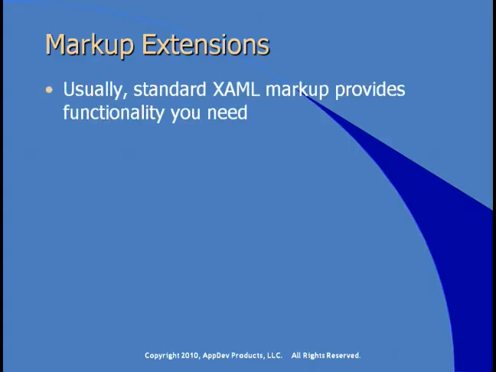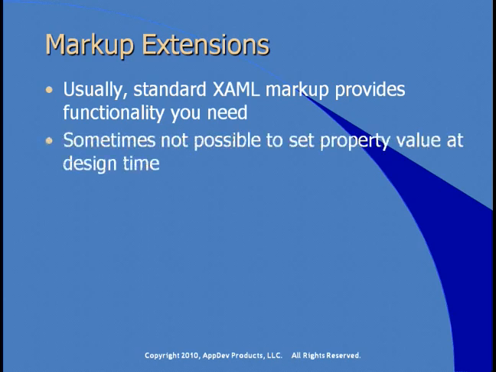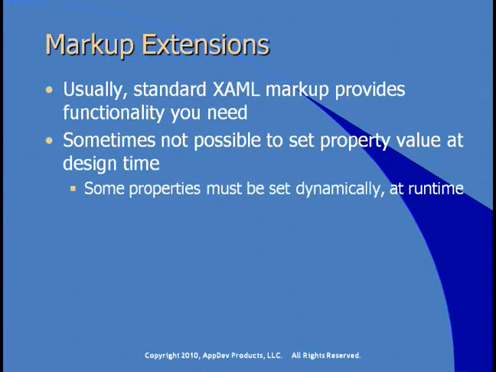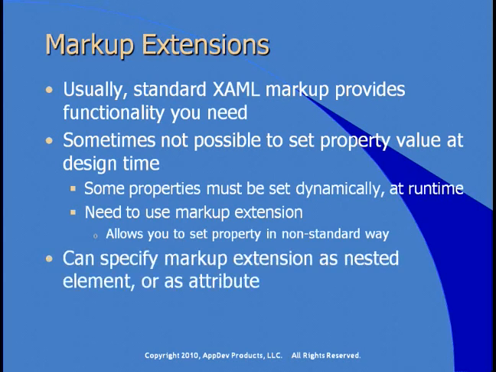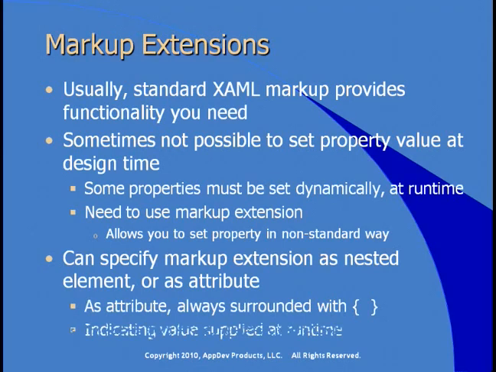Usually, standard XAML markup provides the functionality you need when creating your markup, but sometimes it's just not possible to set the property value at design time. Some properties need to be set dynamically at runtime. For those, you need to use a markup extension. That allows you to set the property in a non-standard way. You can specify the markup extension as a nested element or as an attribute as well. If it's an attribute, it's always surrounded with curly braces. That indicates the value supplied at runtime.